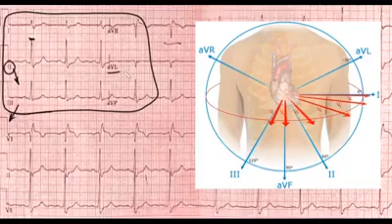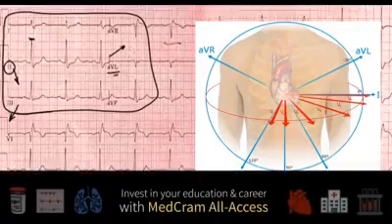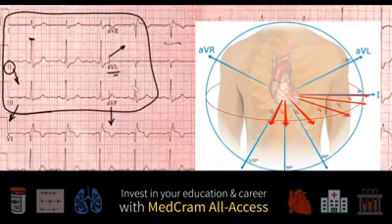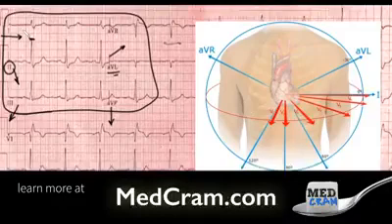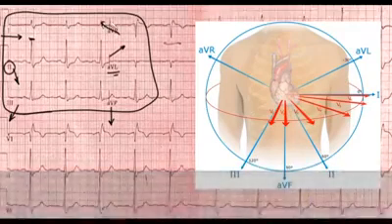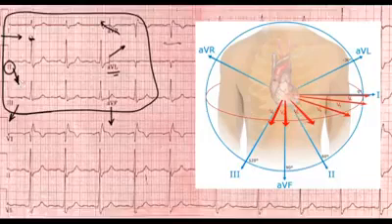AVL is going to the left-hand side, and so it's going to be going up in this direction. AVF, of course, is going straight down, Roman numeral lead 1 is going straight across, and AVR, of course, is going off at that type of an angle. So if we see that the highest one here is going in this direction, then that's the closest to where it's going. Now, the other way of looking at this is to see which one is the most isoelectric.